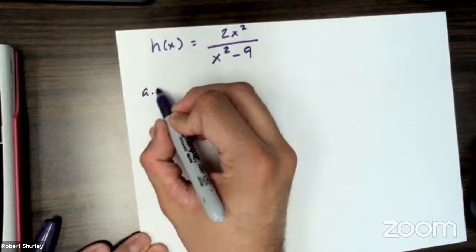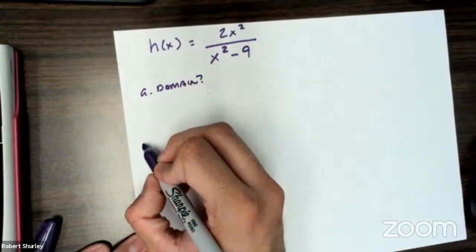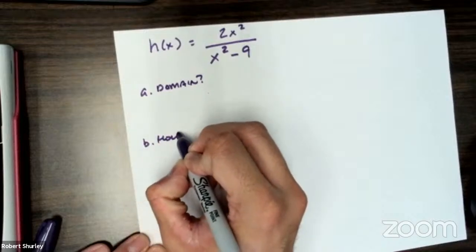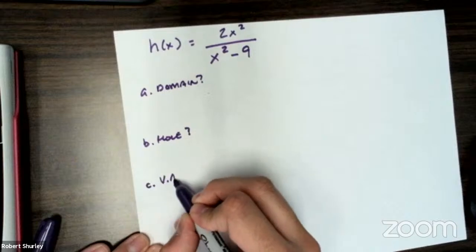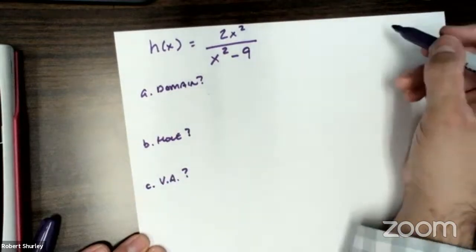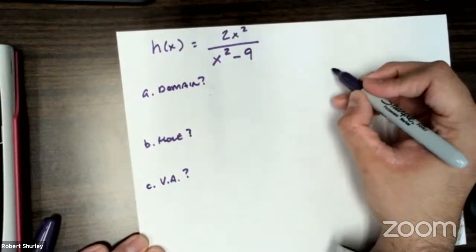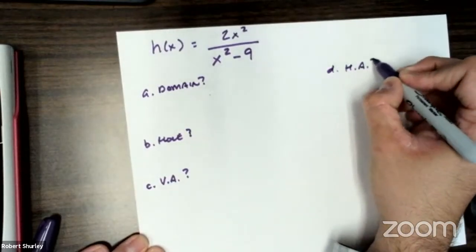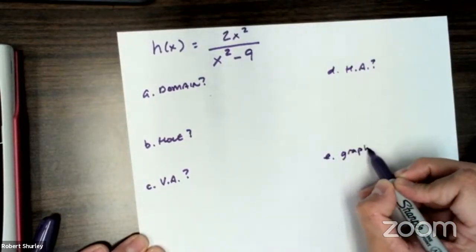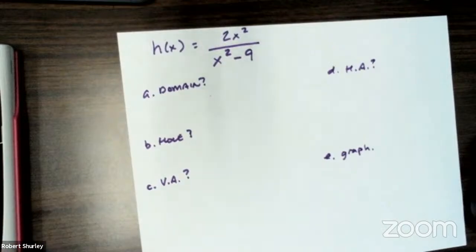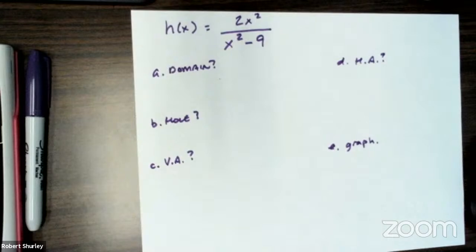I want you to find the domain first. The hole, if we have a hole. Vertical asymptotes, if we have vertical asymptotes. I'm going to write this under here this time, that way, if we have to go further out, let's do the horizontal asymptote if we have one. And then lastly, let's graph it. I'm going to give you a little bit of time. I want you to try this and see if we can answer all 5 of those.